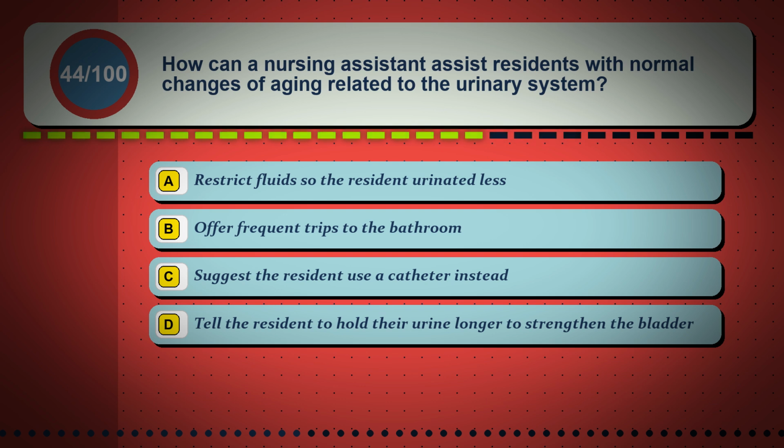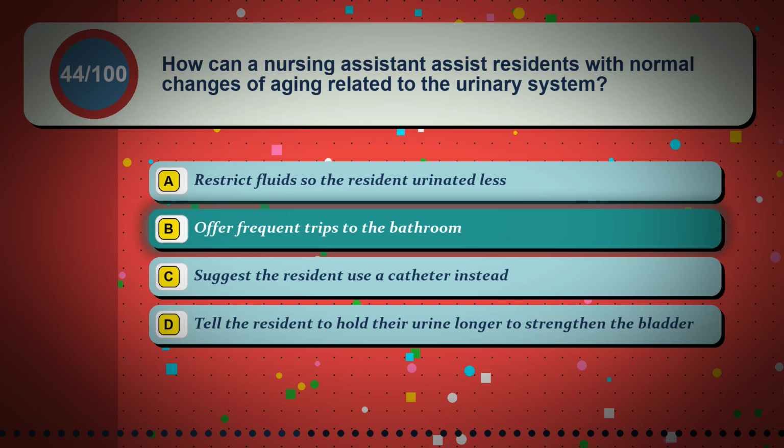Question 44. How can a nursing assistant assist residents with normal changes of aging related to the urinary system? Option A, restrict fluids so the resident urinates less. Option B, offer frequent trips to the bathroom. Option C, suggest the resident use a catheter instead. Option D, tell the resident to hold their urine longer to strengthen the bladder.